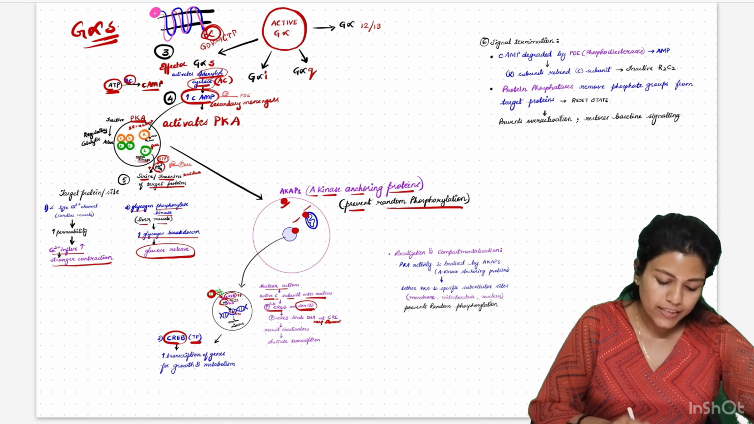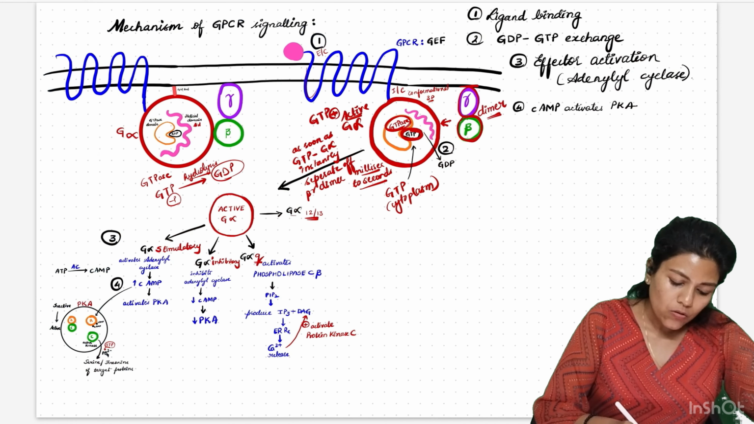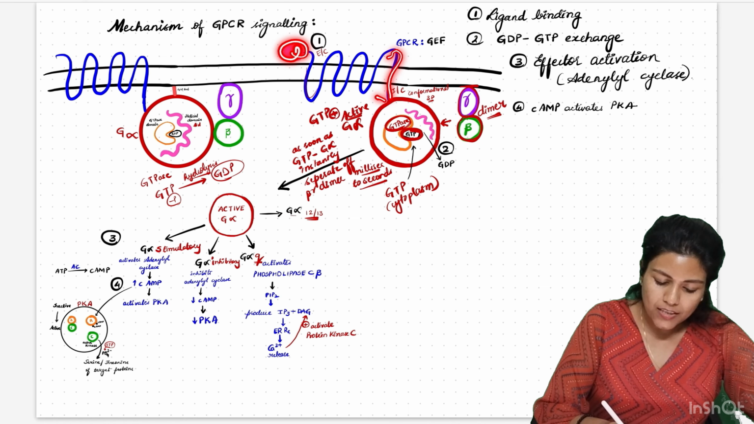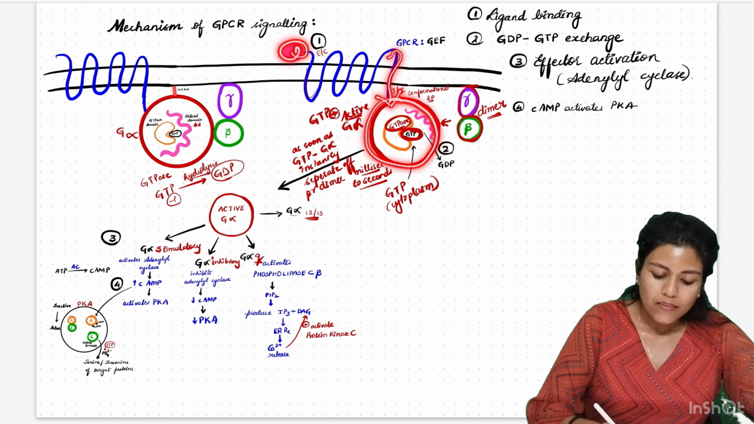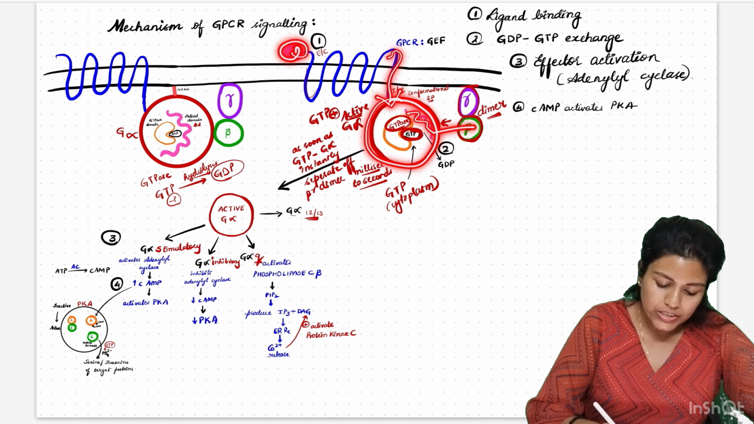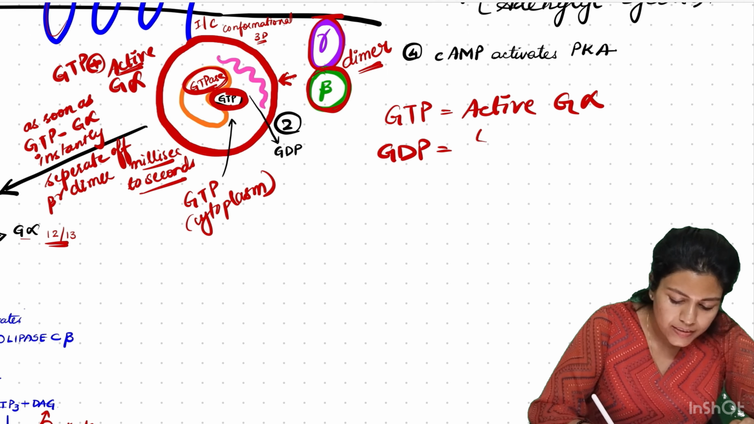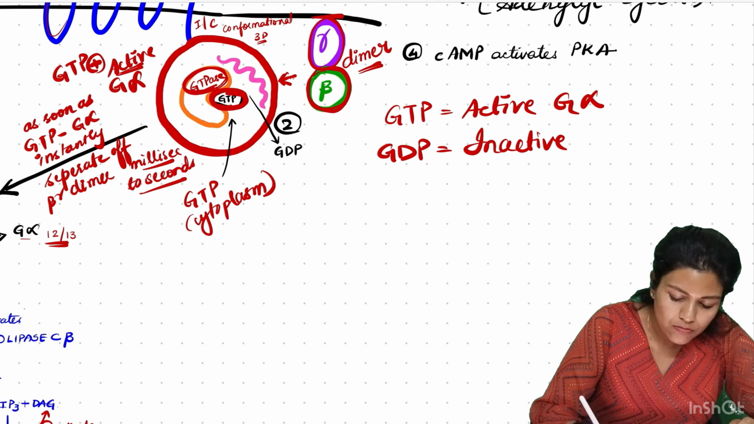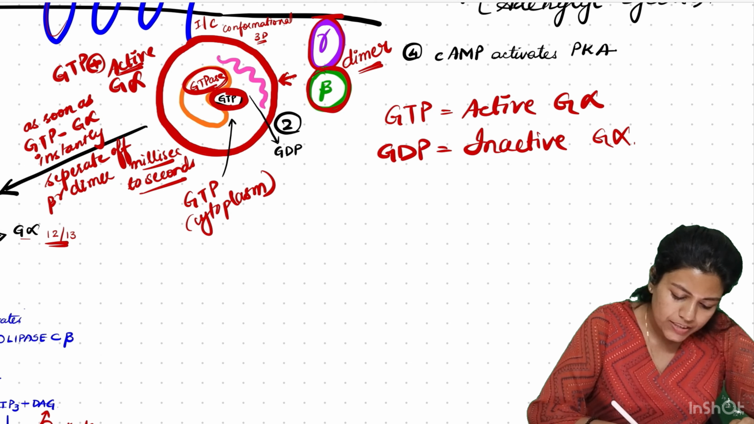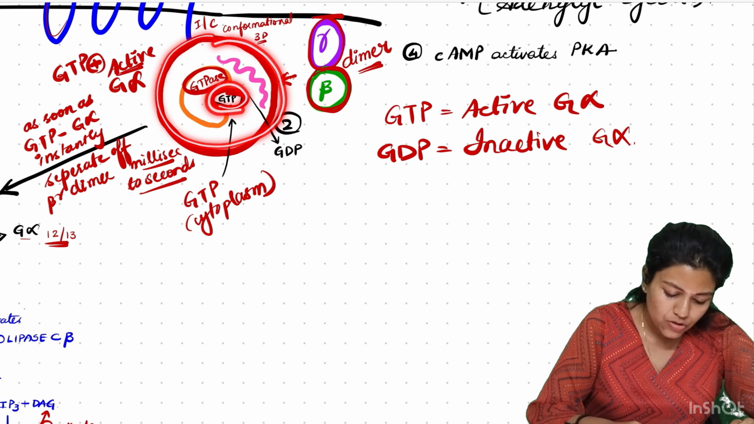So, let's revise the mechanism again. Because of ligand binding, the signal is transmitted to the alpha subunit. The helical domain is lifted off, GDP goes out, and GTP, present abundantly in the cytoplasm, will move in. If it is bound to GTP, it is called active G alpha. If it is bound to GDP, it is inactive G alpha. Because of this GTP binding, it is called an active G alpha.